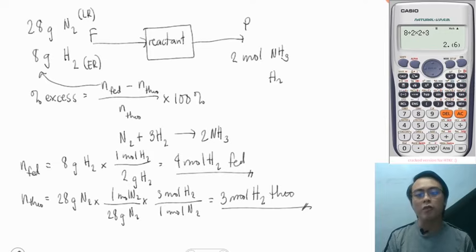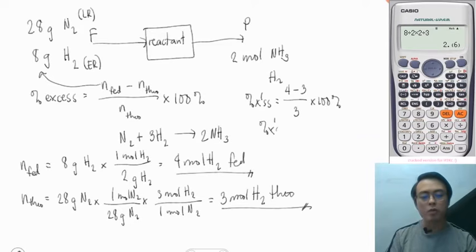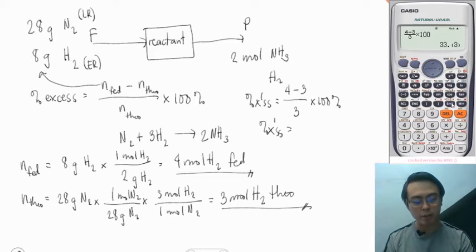Okay, so we now have the number of moles of hydrogen fed. We also now have the number of moles of hydrogen that's theoretically needed. You can now substitute those to the equation of percent excess. Okay, solving. The percent excess is (4 minus 3) over 3 times 100%. So we determine our percent excess to be 33.3%.